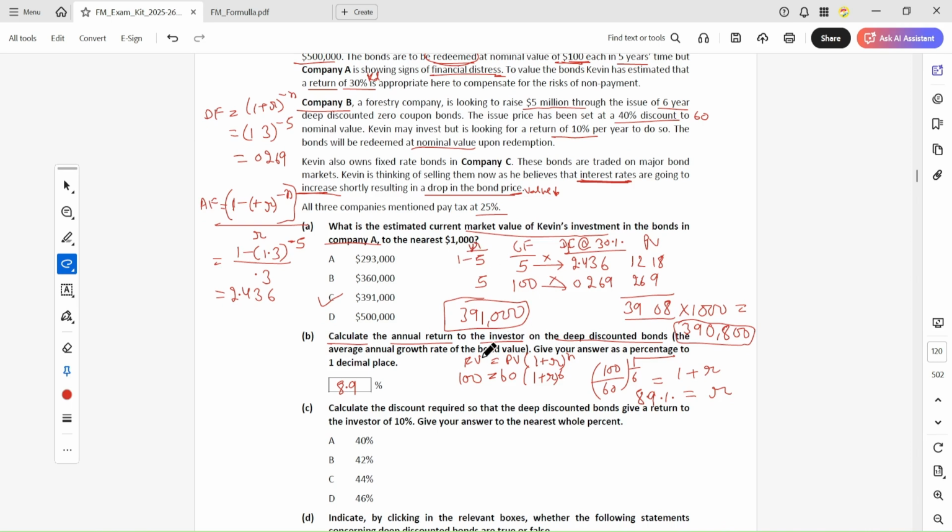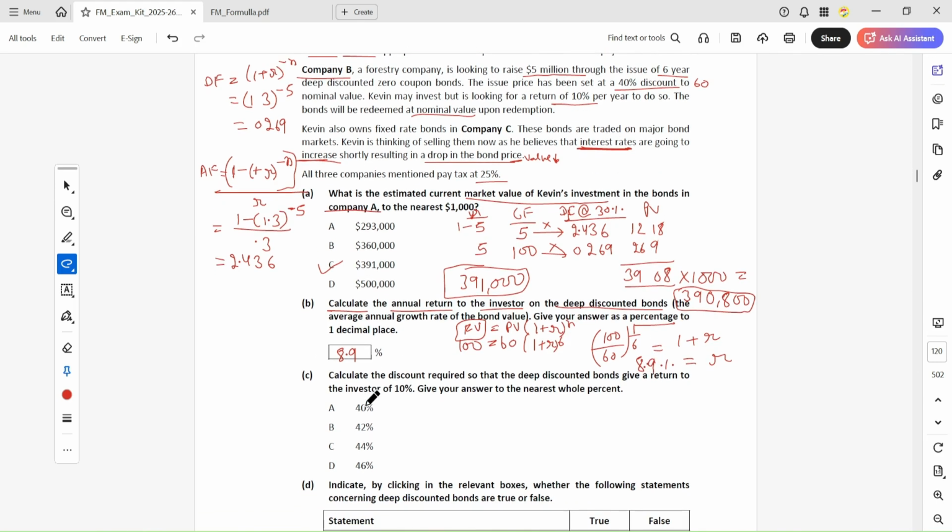So you just need to know the future value formula. Future value is the present value compounded at a certain rate. It is compounding for 6 years, and what is the rate at which it is compounding? We need to calculate this rate, and we will get this rate as 8.9%.